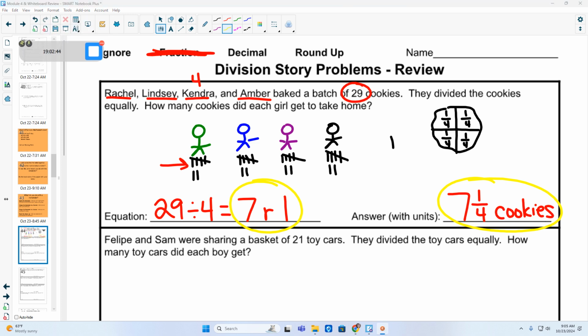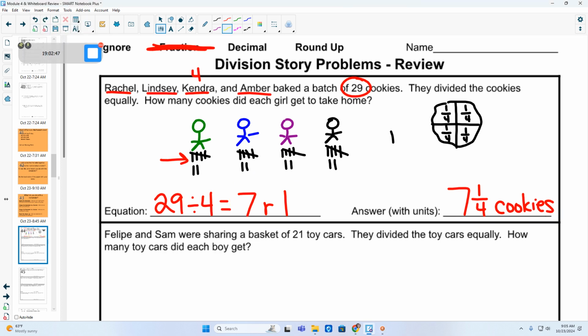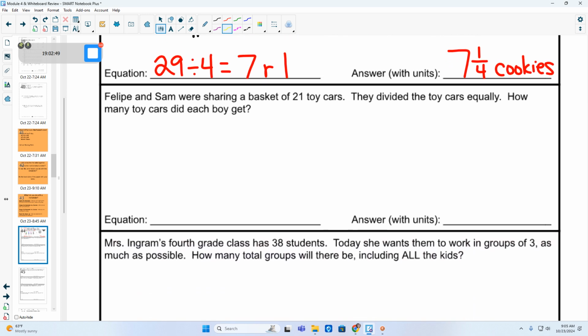All right, let me move this out of the way, and let's move on to the second one. Felipe and Sam were sharing a basket of 21 toys. They divided the toy cars equally, and there's 2 of them, right? So how many cars did each kid get? 21 divided by 2. I know 10 times 2 is 20. So I could draw a picture, right? And draw like both boys if I wanted, or like 2 circles and put tally marks in, right? So you could do tally marks.